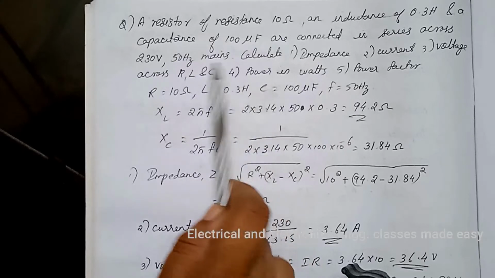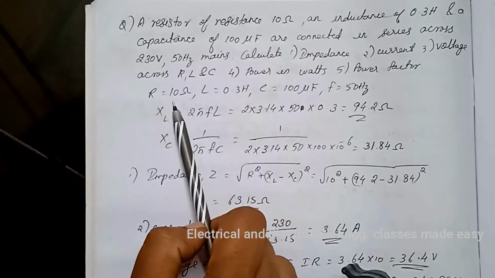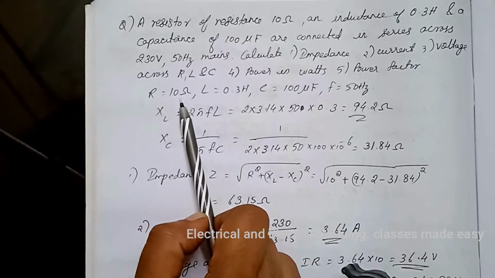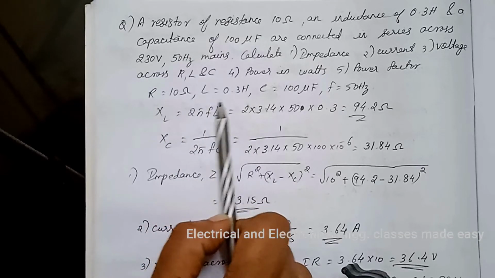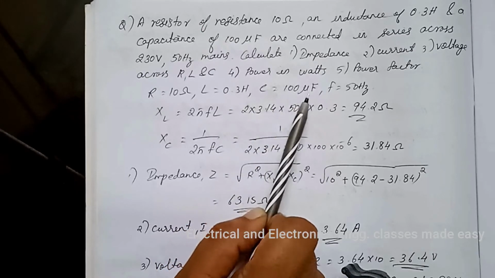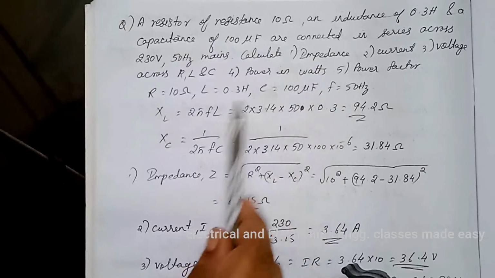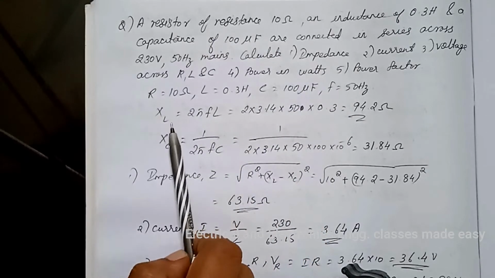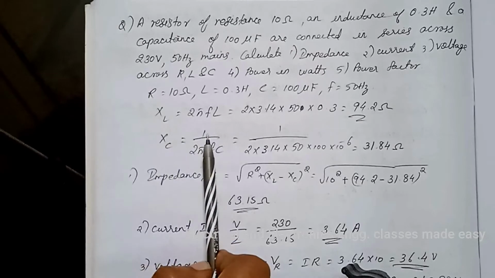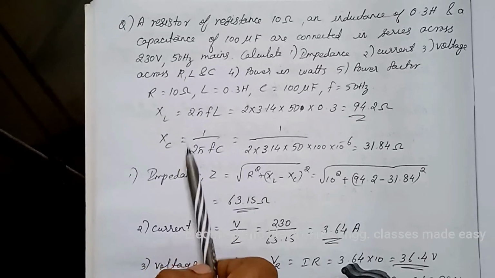So this is a series RLC circuit with resistance R is equal to 10 ohm, inductance L is equal to 0.3 Henry and capacitance C is equal to 100 microfarad. Frequency is given as 50 Hz. First we have to find the inductive reactance and capacitive reactance.